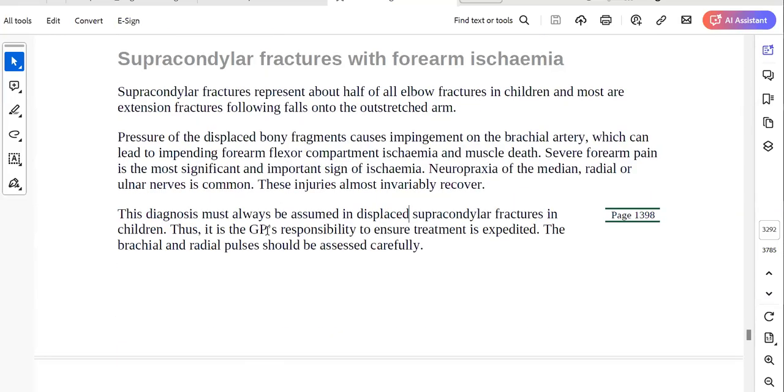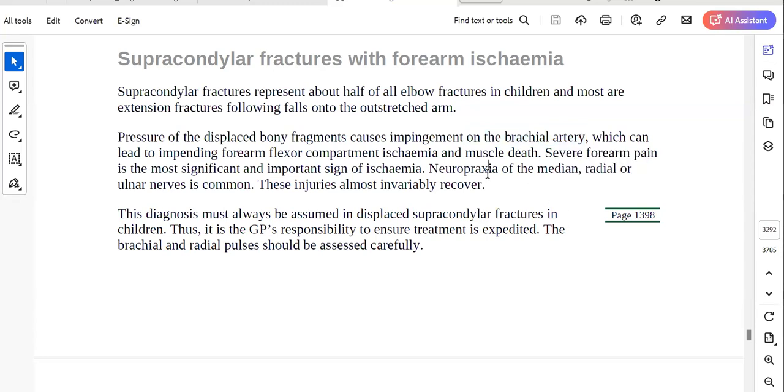So what will happen if there is a supracondylar fracture? Around the elbow joint there are a lot of arteries, nerves and everything, but the most important thing that we need to make sure of is brachial artery injury. Sometimes when there is a supracondylar fracture, the displaced bony fragment can cause impingement on the brachial artery. And if the brachial artery gets pressure, the patient can get compartment syndrome.